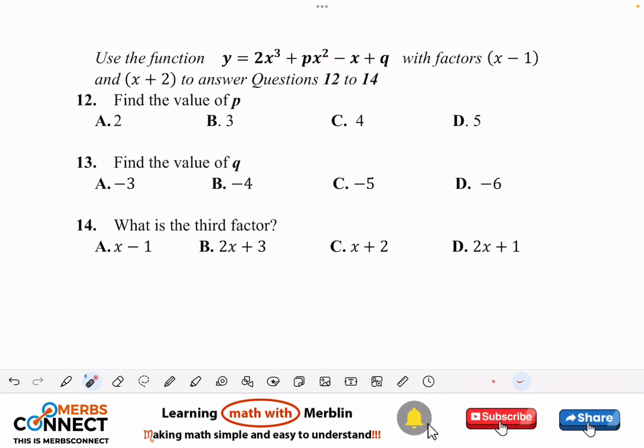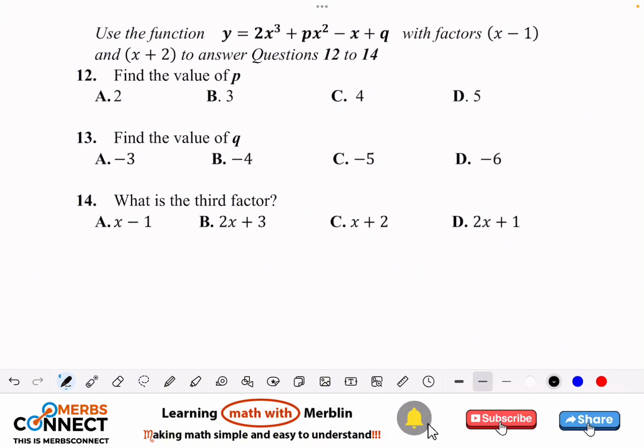So it means that if something is a factor of something, then it's a zero of the function. It means that when I plug it inside, I need to get 0, right? So what I'm going to do is pick the first factor, which is x minus 1. Since it's a factor, this is equal to 0, and x should be equal to 1, right? I pick the second one, x plus 2 is equal to 0, and x is equal to minus 2.